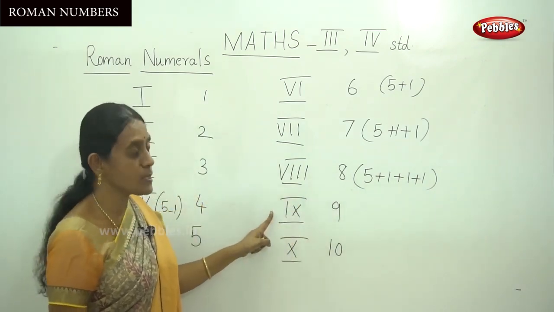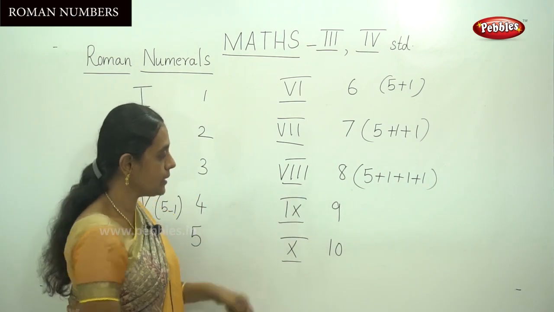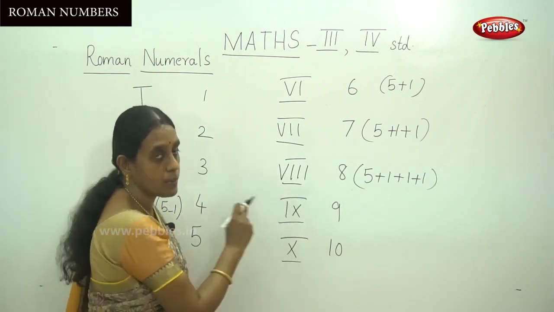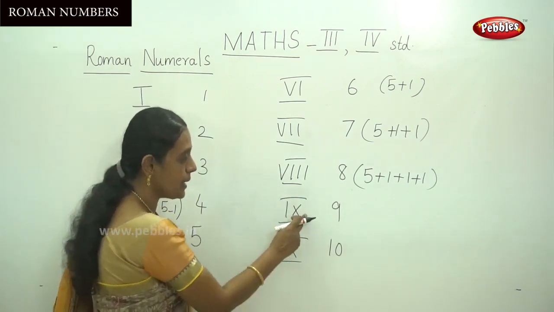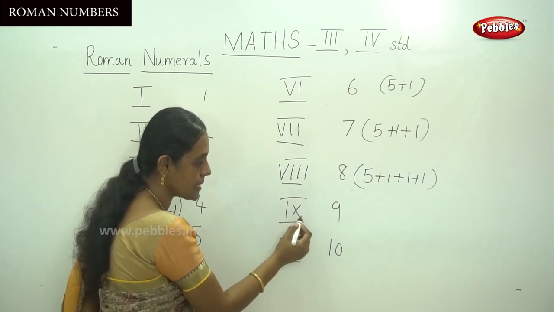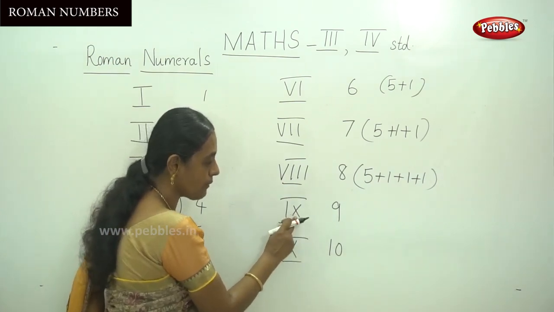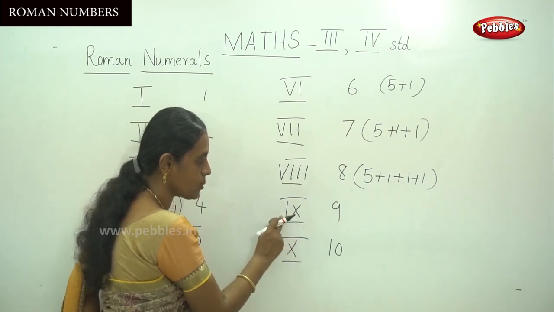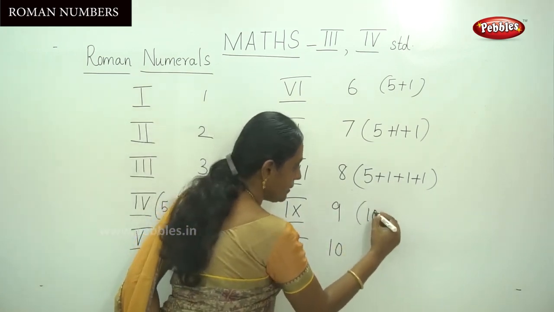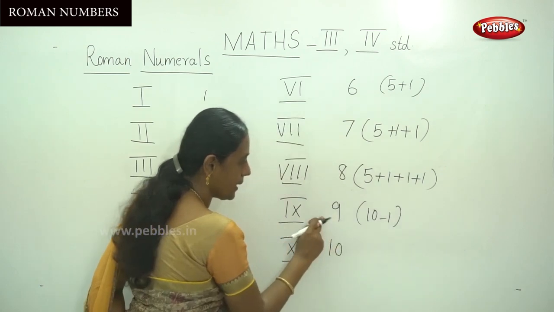Okay, and this is for 9. Here this is a smaller numeral, and this is a bigger numeral, that is 10. If you write the smaller numeral before it, you have to subtract. This is 10 minus 1. So 10 minus 1, that is 9.